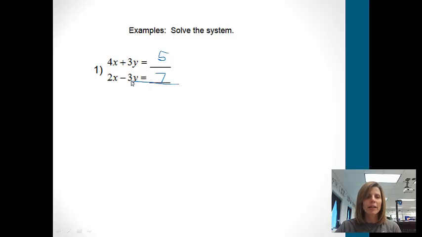I'm going to draw one line and we're going to pretend like this is like an addition problem, and what I'm going to do is put a plus sign in between the two problems. I'm actually going to be adding the two problems together. So just watch when I do this. 4x plus 2x will give us 6x. 3y plus negative 3y disappears, and then I get equals 5 plus 7 gives me 12. So notice when I do that, it was called elimination because my y's were eliminated from the problem.